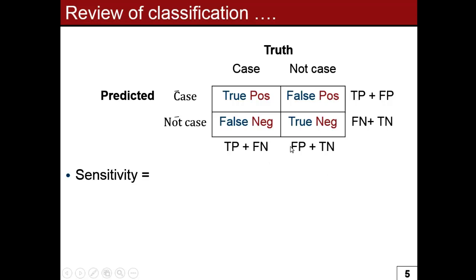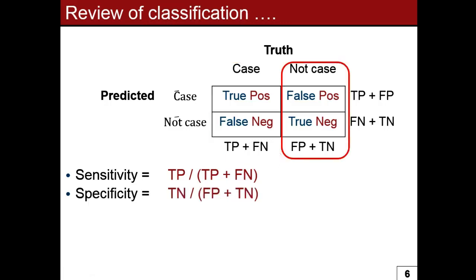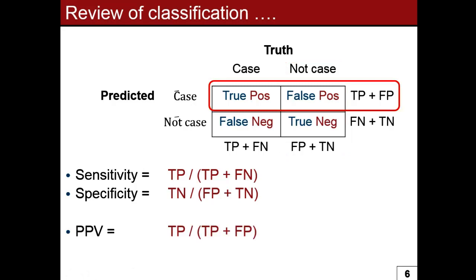Sensitivity is this quantity over here. It measures how many of the true cases are picked up as a case by our prediction tool. How many of the cases did our tool detect? So it's true positives over true positives plus false negatives: the upper left cell over the column total of the cases. Then on the other side, we have the specificity, which is how many of the truly non-cases did we say were not cases? How many did we correctly pick up as non-cases? So it's the lower right cell over this column. And then we have these other things on the rows, the positive predictive value, which is how many times, when we say there's a case, it was actually a case. It's kind of turning the story on its side.